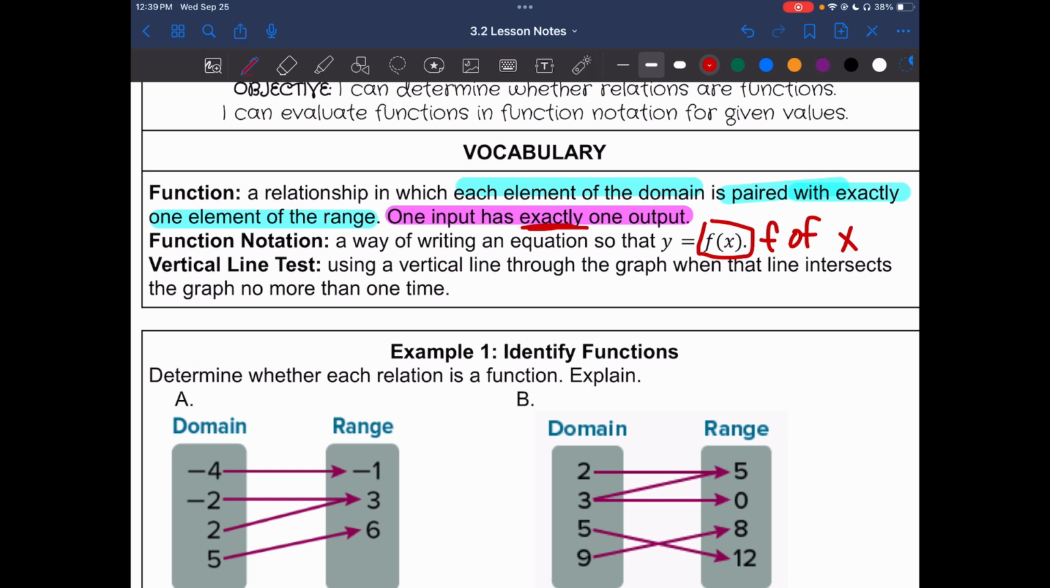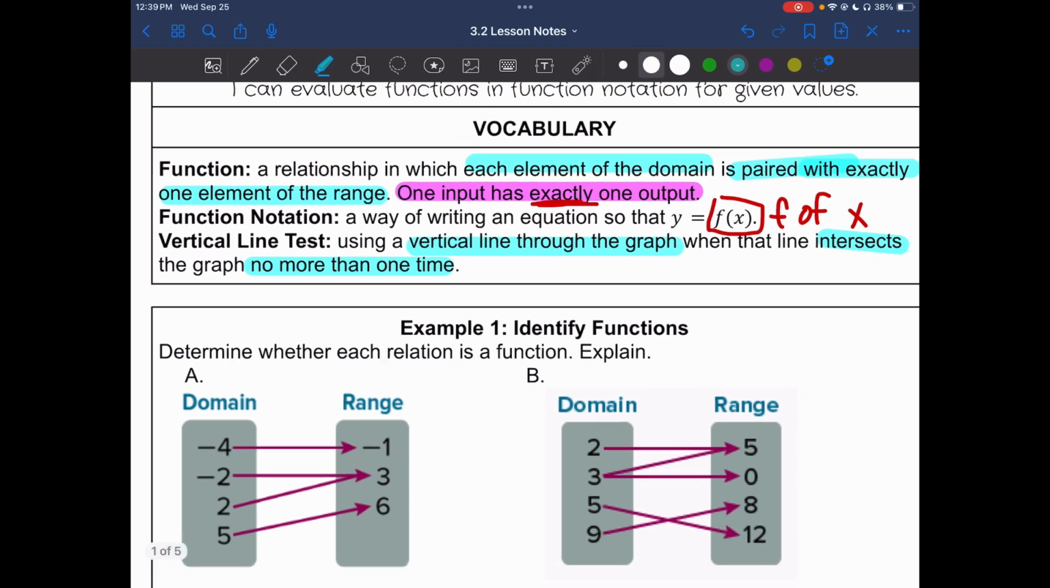The vertical line test. This is a test that we can use with a graph where we use a vertical line through the graph and it should intersect with the graph no more than one time as it passes through your grid.